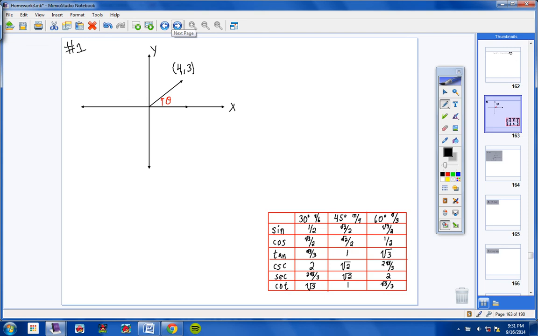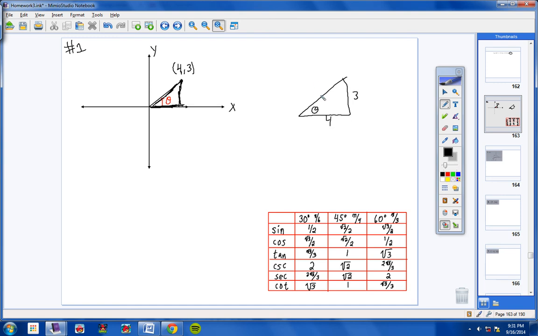Numbers 1 and 3, the directions say to determine the exact values of the 6 trig functions of each angle. So notice first of all we have our angle drawn right here for us, and notice that the ordered pair right here is over 4 and it's up 3. So basically what we have is a right triangle right here. It looks like this. Theta's right here. As you can see right here, we're over 4 and we're up 3.